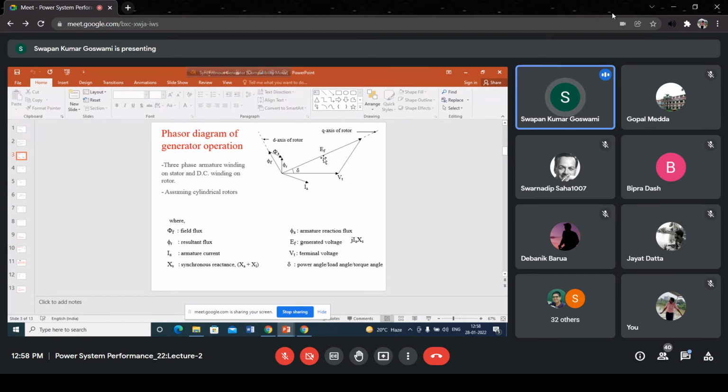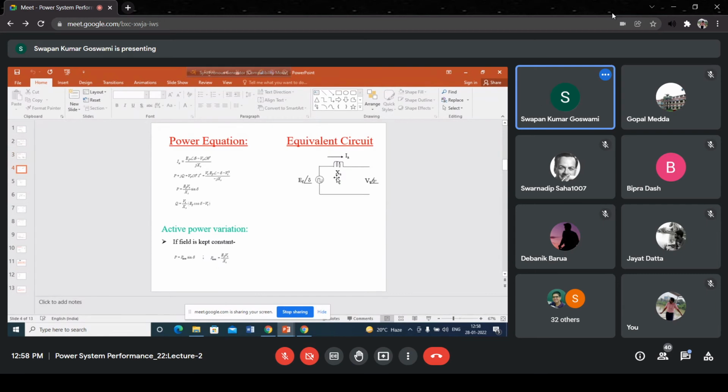If the rotor rotates at a speed which is above synchronous, then EF will move away from Vt. If rotor rotates at a speed below synchronous, then what will happen? EF will come closer to Vt. Okay, so remember this position, note this issue, it will be recorded later on.